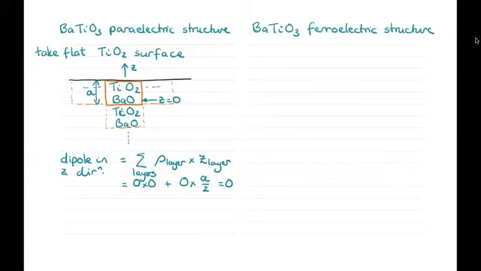So my dipole per unit volume, which is P bulk, is 0 divided by the volume, which is 0. So this is what I would expect for the paraelectric structure of barium titanate. The polarization of the unit cell with a flat TiO2 surface is 0, and there's no surface charge.